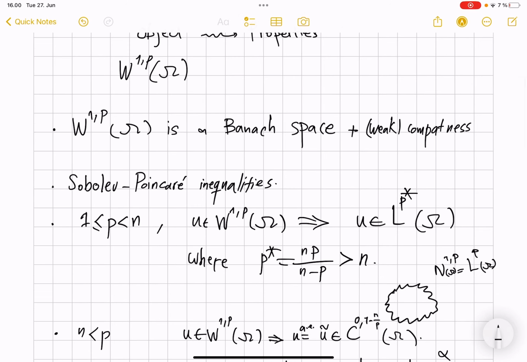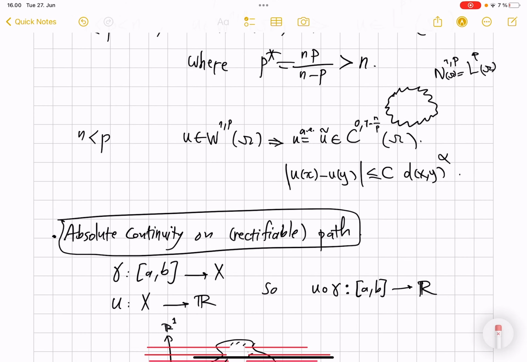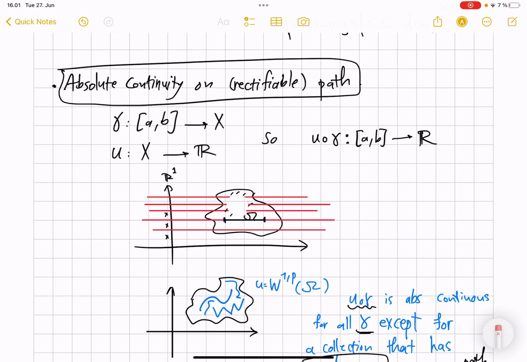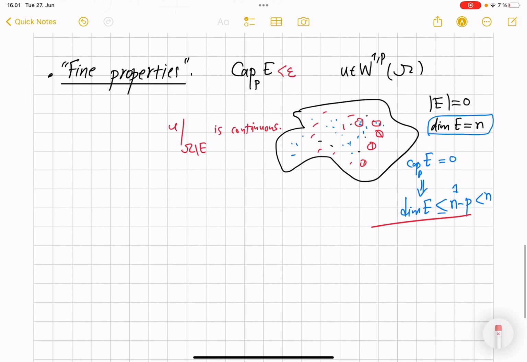Okay, Sobolev inequalities, which give you better integrability than you start with. Absolute continuity on lines, very nice, very geometric, and definable in many settings. Density of Lipschitz functions and fine properties. So we see that all of these properties of Sobolev functions do have meaning in the general metric measure setting. What lacks a direct generalization is the definition. So we don't know what they are, but we know what to ask about them.